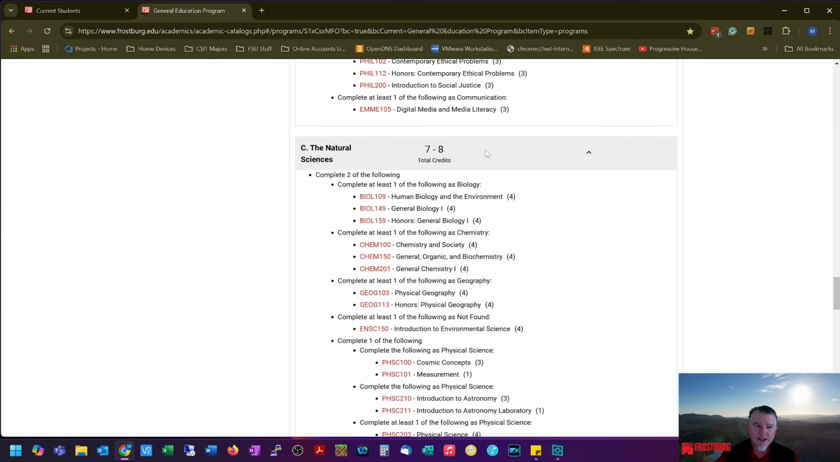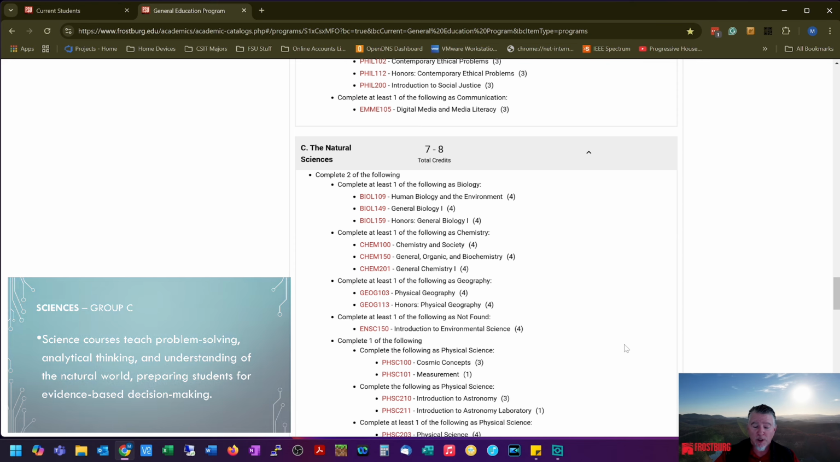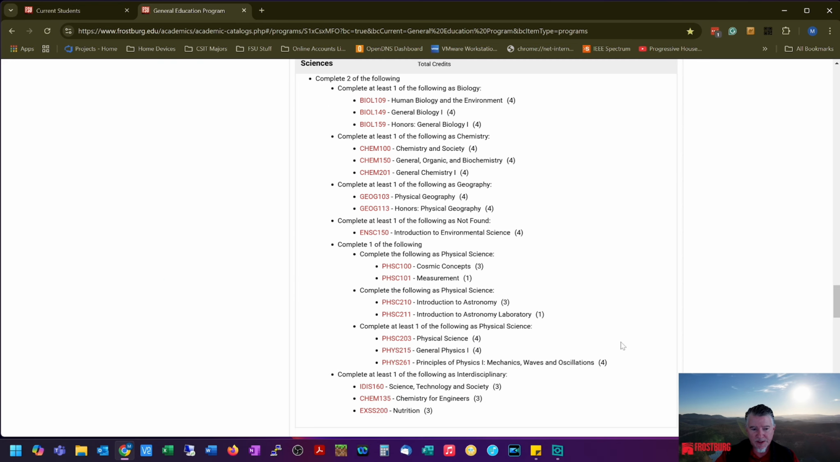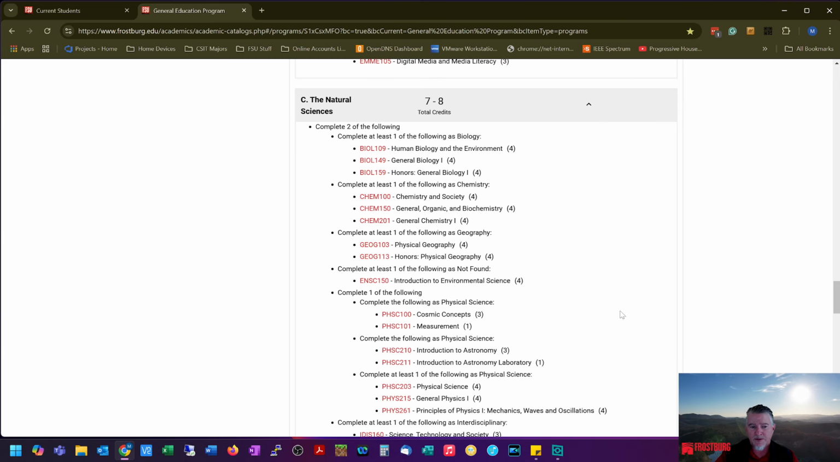In the natural sciences, everybody has to take 7 to 8 credits. This is one of those areas that you really want to refer to your major to see if you can double dip across. For example, in computer science, you have a prescribed set of sciences that you must take, and it overlaps with like Biology 1, Chemistry 201, Physical Geography, and Physics 261. So refer to your major to see if there's any overlap that you can get out of any of these classes that I'm talking about.